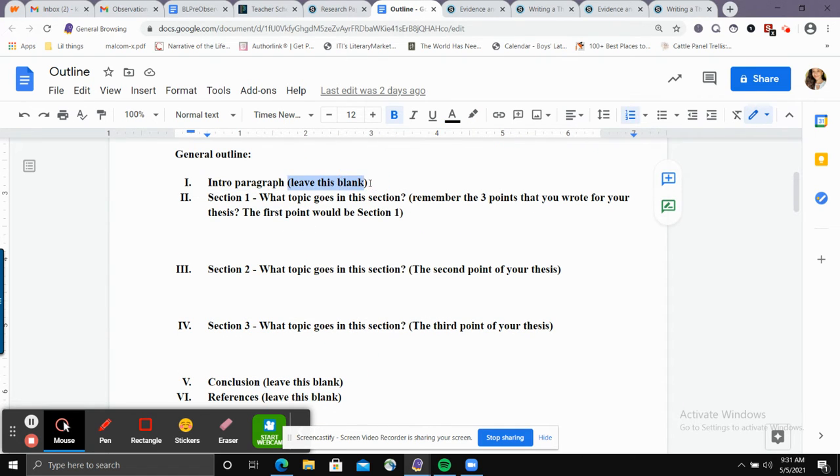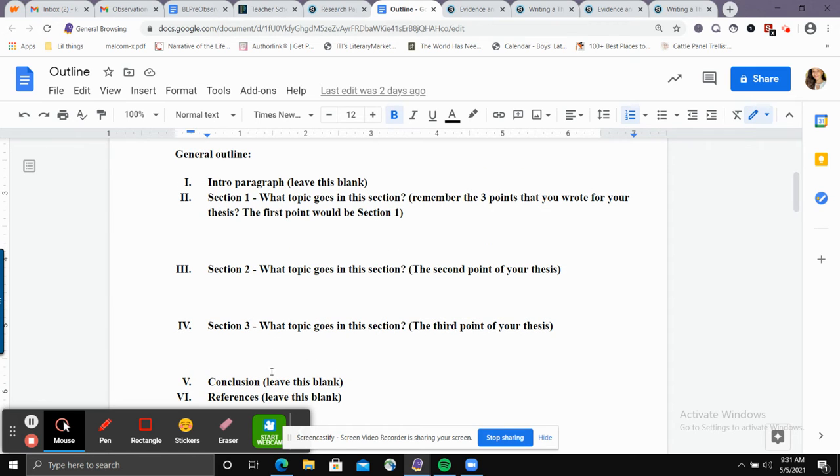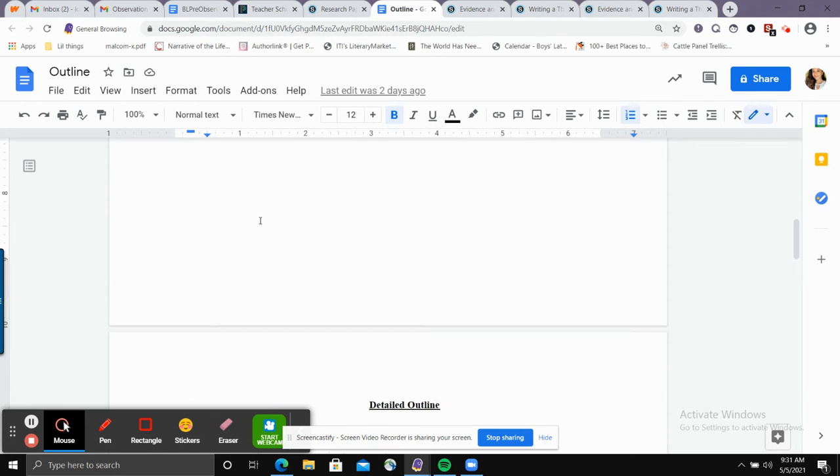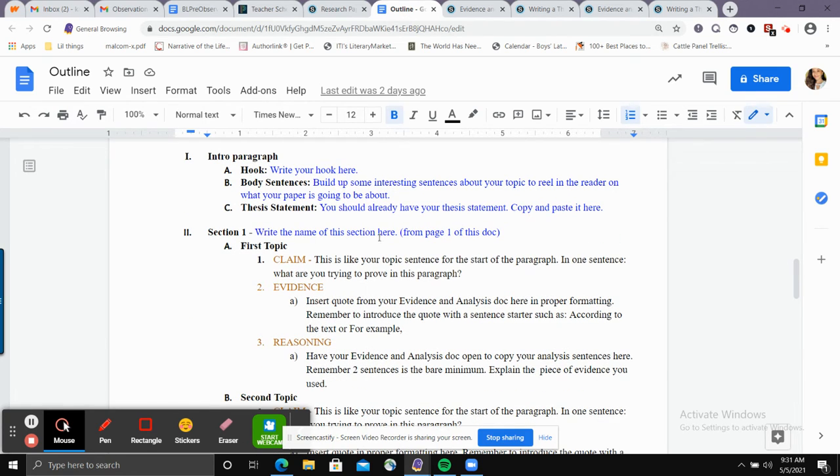and leave the intro blank because this is only the general outline on the first page, and we only want to nail what are your topics for the body paragraphs of your paper. Then we're going to scroll down and get into our detailed outline. You're going to see more information here, but like I said, a lot of this you've already completed and you will be just plugging in information.